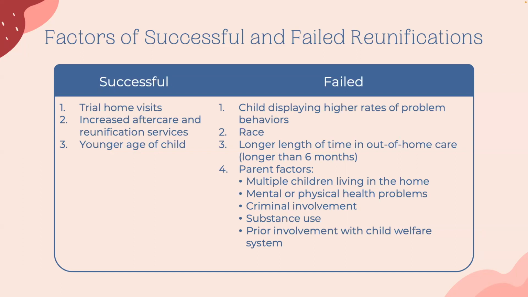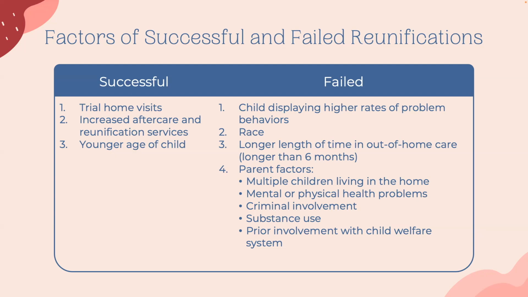The factors that were present in failed reunifications first included the child displaying higher rates of problem behaviors, or behaviors that led to them being placed in foster care. Second, race was a factor, as several studies showed that African American and non-white children and families had lower rates of successful reunification than white children and families. Third, the child spending a longer length of time in foster care was shown as a factor present in failed reunifications, especially when the child is in foster care for longer than 6 months.